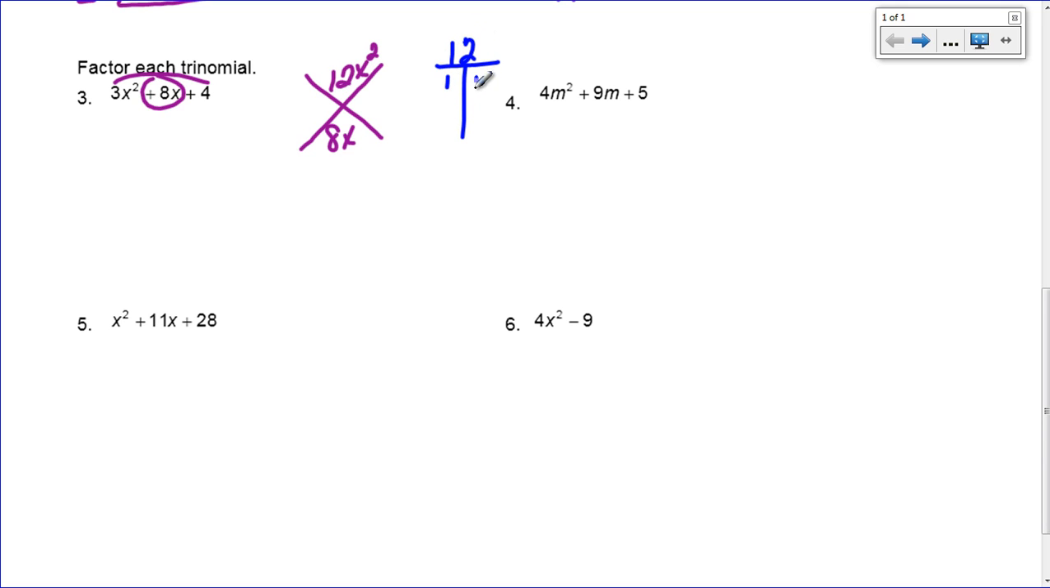Well, factors of 12: 1 and 12. If I do 1 plus 12, that equals 13, not 8, so those aren't them. Then I have 2 times 6. Well, 2 plus 6 makes 8. So there are my two factors.